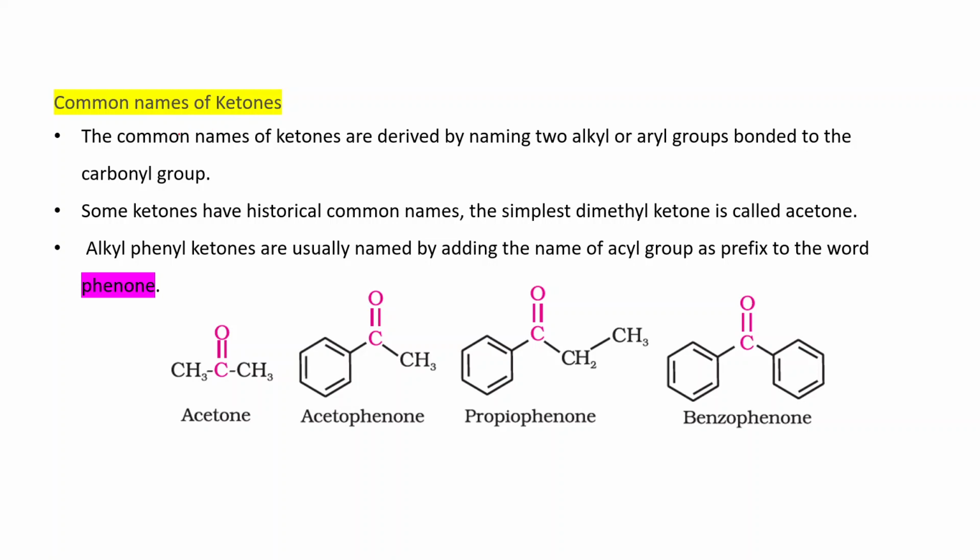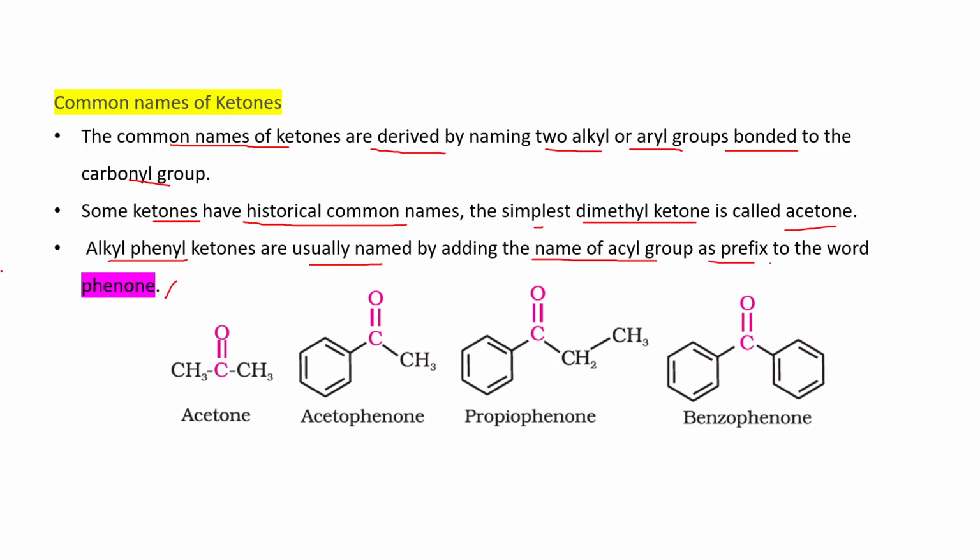Common names of ketones. The common names of ketones are derived by naming the two alkyl or aryl groups bonded to the carbonyl group. Some ketones have historical common names. The simplest, dimethyl ketone, is called acetone. Alkyl phenyl ketones are usually named by adding the name of the acyl group as a prefix to the word phenone.